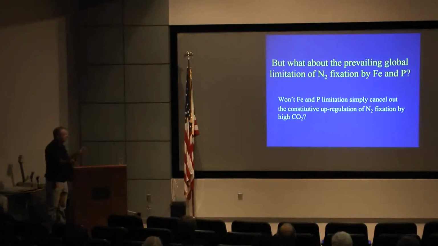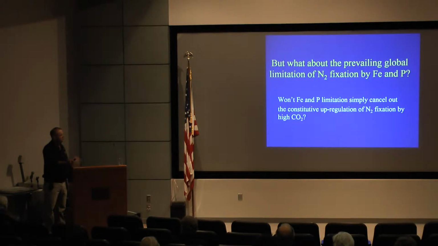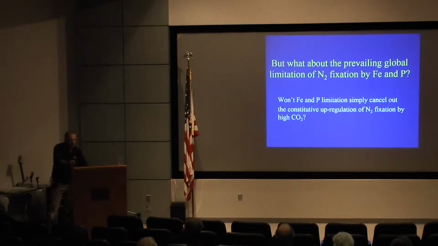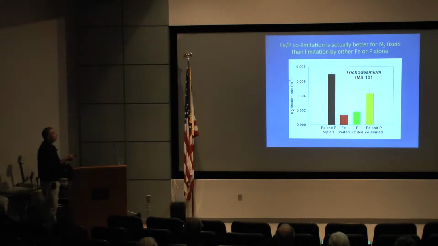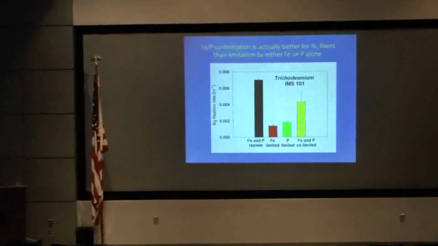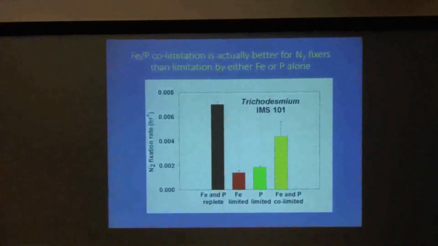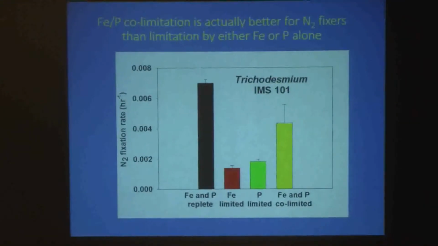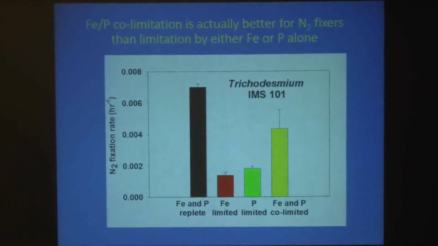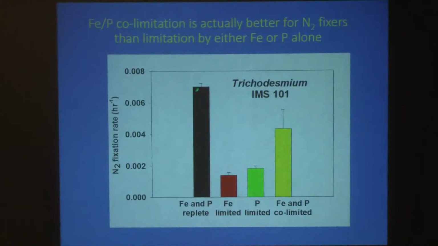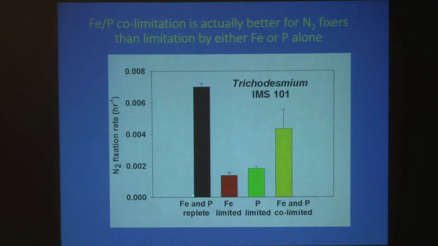And before I show you the CO2 part of it, I want to show you some work we've been doing with iron and phosphorus limitation of Trichodesmium. Just at normal CO2, we have not selected these. These are not my selected cell lines. What we're finding is that they would rather be limited by both iron and phosphorus than limited by either one alone. They are better adapted to be co-limited by iron and phosphorus than to be limited by just iron or just phosphorus.